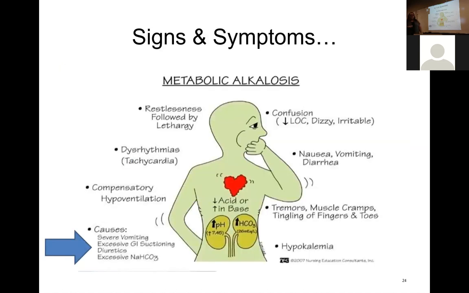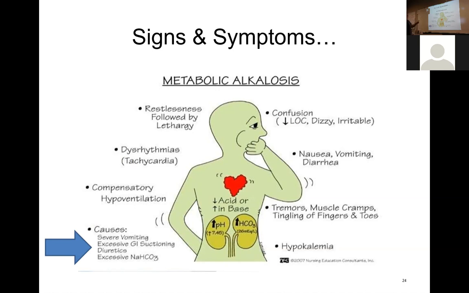Hey, it's another picture. Signs and symptoms, how it presents for metabolic alkalosis. There's this really big arrow here. I think that's important. Causes of metabolic alkalosis: severe vomiting, we talked about different things that could cause that. Excessive GI suctioning because we're removing the acid from the stomach. Diuretics, particularly thiazide diuretics, right? Because we're excreting more acid in our urine, leaving behind the base in the body. And excessive bicarb intake.